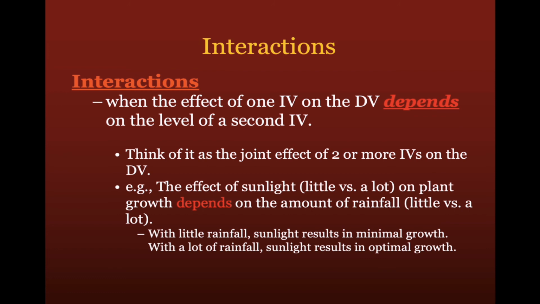For an interaction, it's a little bit more complicated. An interaction is when the effect of one of your independent variables depends on the level of another independent variable. So you can think of it as a joint effect of two or more independent variables on the dependent variable. So in a second, I'm going to give you an example about sunlight and plant growth. So the interaction would be that the effect of sunlight on plant growth depends on how much water the plant receives, right? So it's not simply a direct effect of sunlight on plant growth. The effect of sunlight is dependent upon how much water the plant receives.